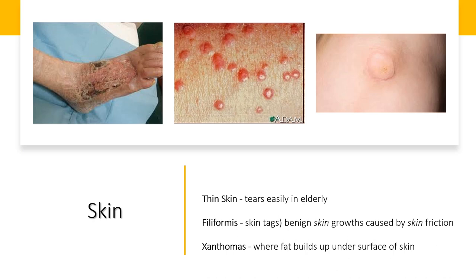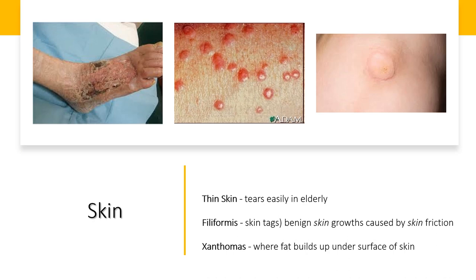So in this top picture, we can see that the skin of the foot in particular has become very thin and easily broken. A filiformis is just a skin tag. You might find on your skin these little benign skin growths caused by friction. They're often in places where, if you wear a necklace, you'll get a skin tag around your neck.